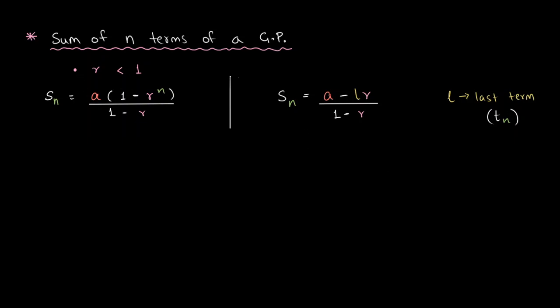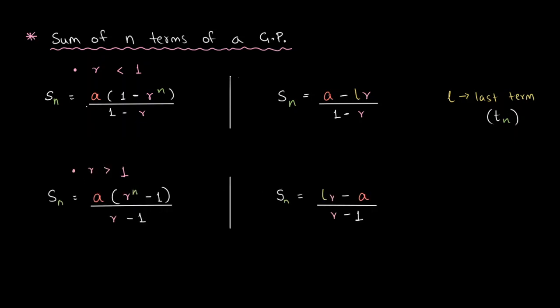There are similar formulas for the value of r being greater than 1 as well. The formulas are as follows. For r greater than 1, Sn can be calculated as a into (r raised to n minus 1) upon (r minus 1). And if you've been given the last term once again, we can calculate Sn, the sum of n terms, by (Lr minus a) upon (r minus 1).